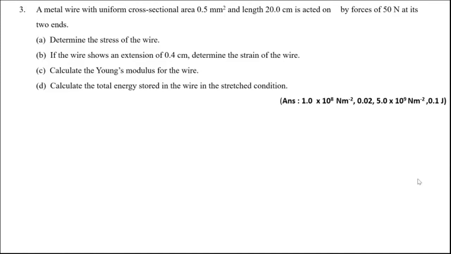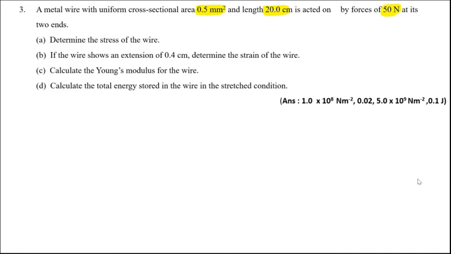Okay, for number 3, it seems quite simple compared with the two questions that we have discussed, because it is just a straightforward question where we use the formula. For question number 3, we have a metal wire with a uniform cross-sectional area. The length is also given, 20 centimeter, and it is acted on by a force of 50 Newton. So determine the stress of the wire.